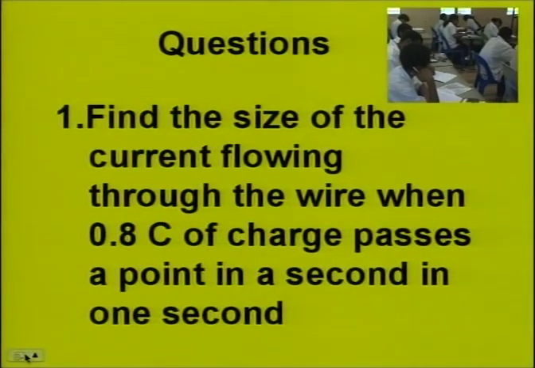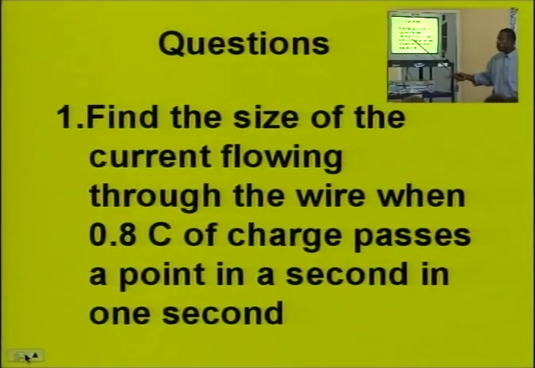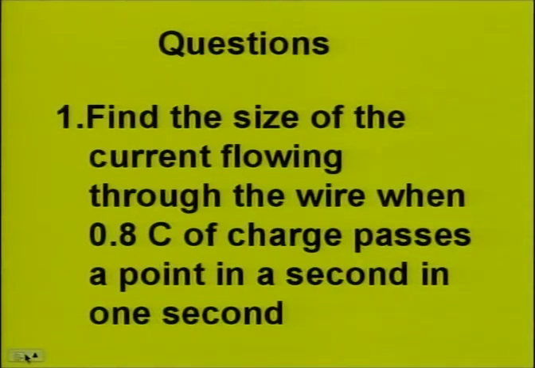All right, question number 1: find the size of the current flowing through the wire when 0.8 coulombs of charge passes a point in a circuit in 1 second.